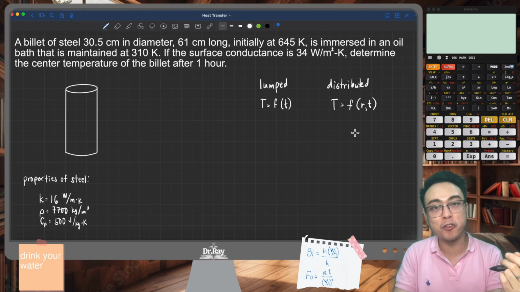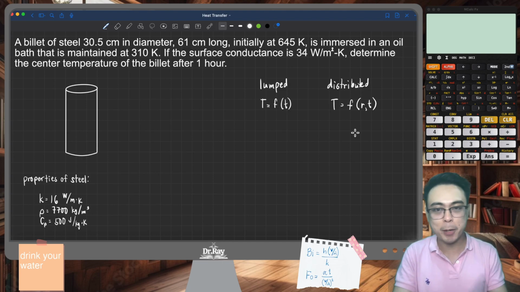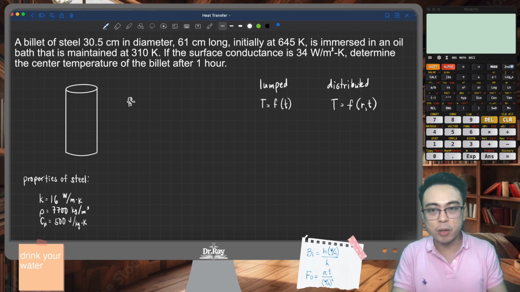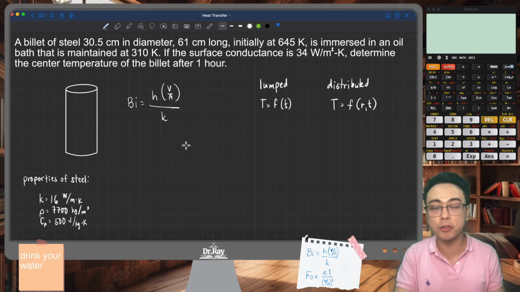So how do we determine first if your system is lumped or distributed? That is where the Biot number comes into play. Take a look at the notes. The Biot number is calculated as H times V over A, over K. The H here is the convective heat transfer coefficient of the fluid outside of the solid, and K is the thermal conductivity of the solid. It's very important to take note that the Biot number half pertains to the fluid, half pertains to the solid. So this K is for the solid.